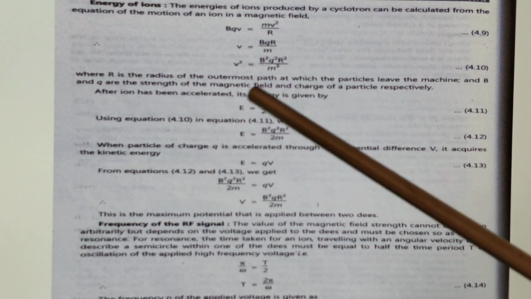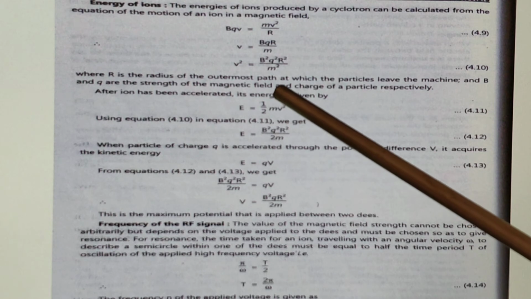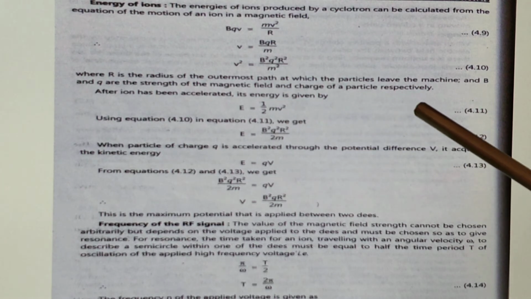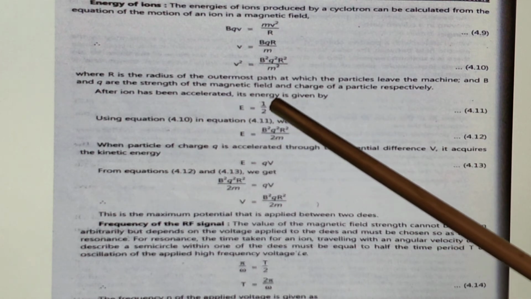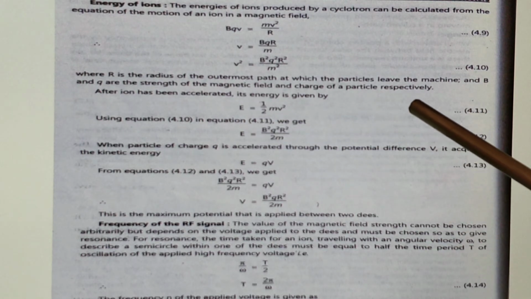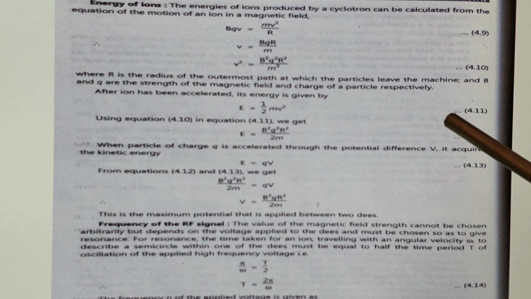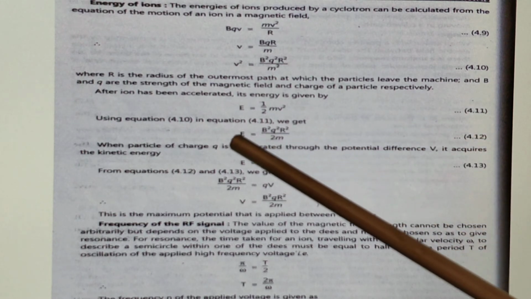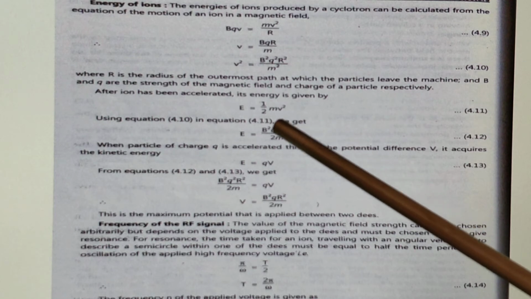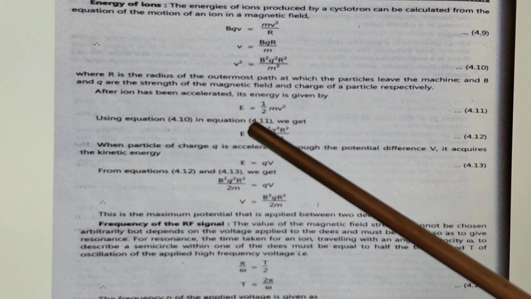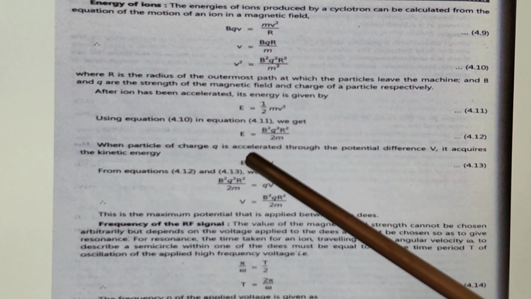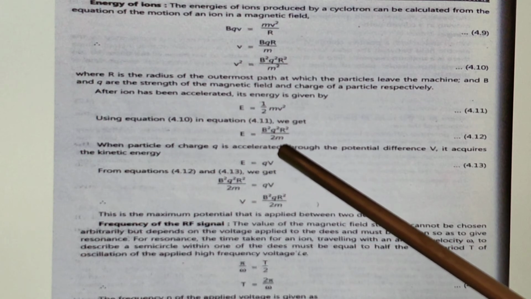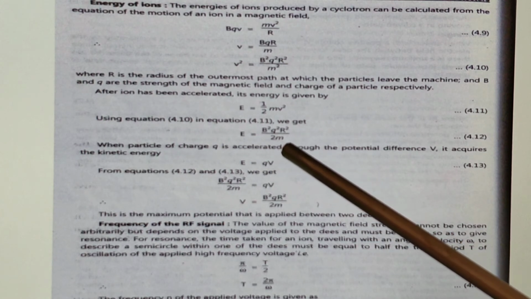Here r is the radius of the outermost path at which the particles leave the machine, and B and Q are the strength of the magnetic field and charge of a particle respectively. From this we write the kinetic energy. The kinetic energy of the ion is E equal to half m v square. So we put the value of v square here, and we get the kinetic energy E equal to B square Q square r square upon 2m.